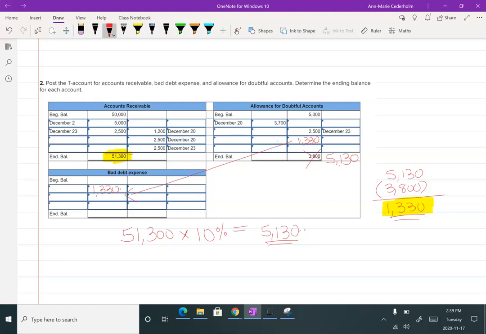But I just warn you, if we do this calculation and sometimes we need to decrease our allowance for doubtful accounts, then you'll find you'll be doing a debit to allowance for doubtful accounts and a credit to bad debt expense. So you might see another question doing it that way, and that's the reasoning behind that.